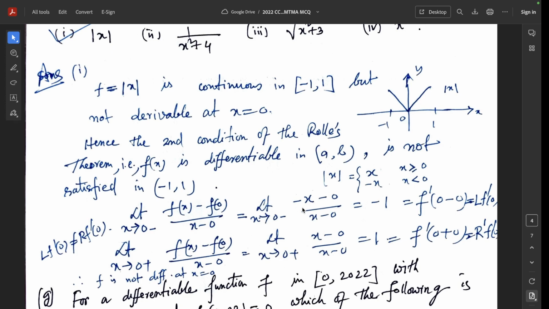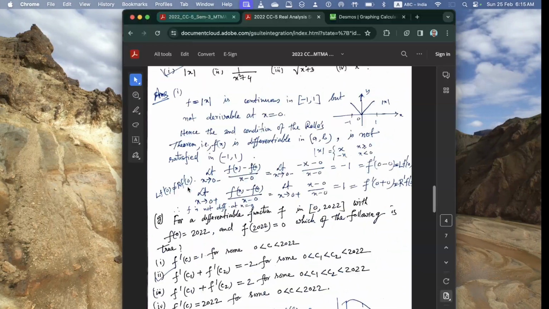is plus 1. So obviously mod x is not differentiable at the point 0, but mod x is continuous at the point 0. And so the second condition of the Rolle's theorem, that is f(x) is differentiable in the open interval (a, b), is not satisfied in minus 1 to 1 because mod x is not differentiable at the point x equal to 0.